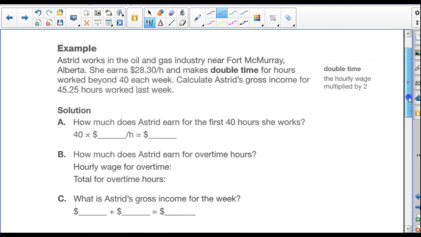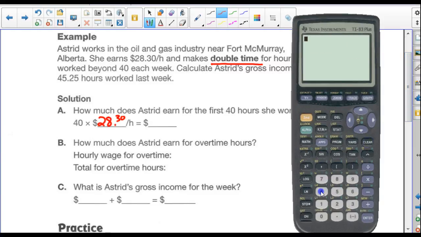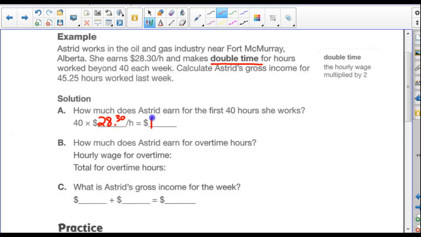Here's another example of the same kind of thing. Astrid works in the oil and gas industry near Fort McMurray, Alberta. She earns $28.30 per hour and makes double time for hours worked beyond 40 hours each week. Calculate Astrid's gross income for 45.25 hours worked last week. Well, how much does Astrid earn for the first 40 hours she works? She makes $28.30, which means we just take 40, multiply that by 28.3, and she's making $1,132.